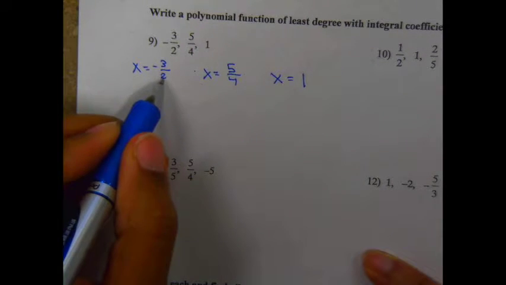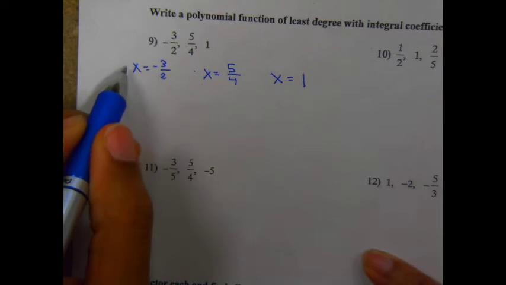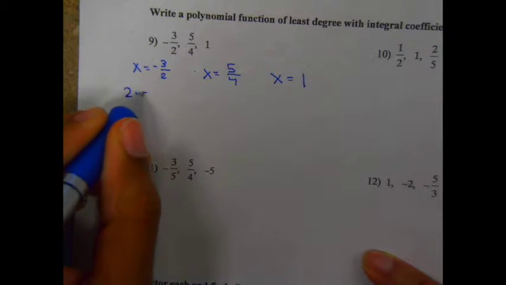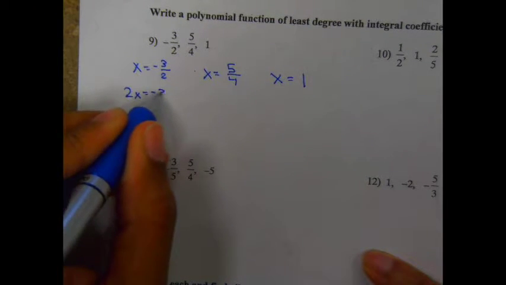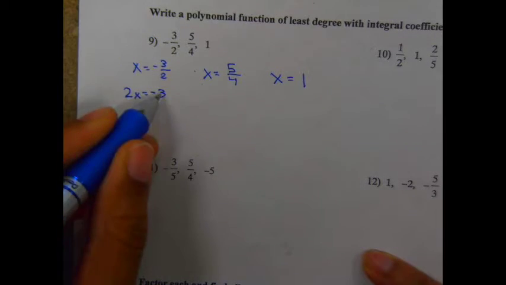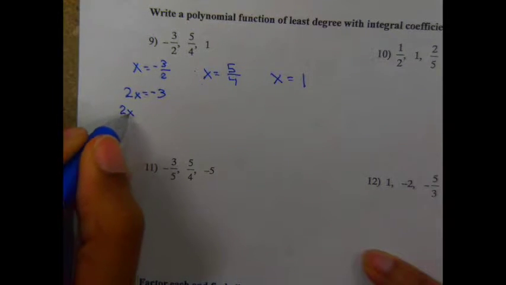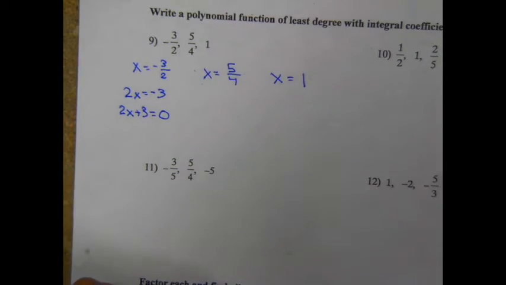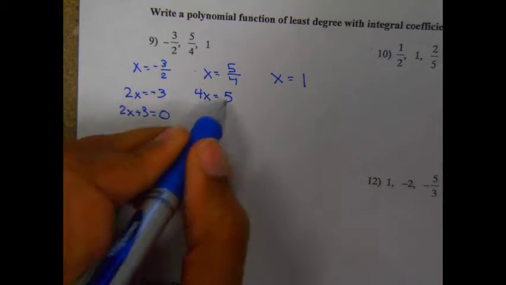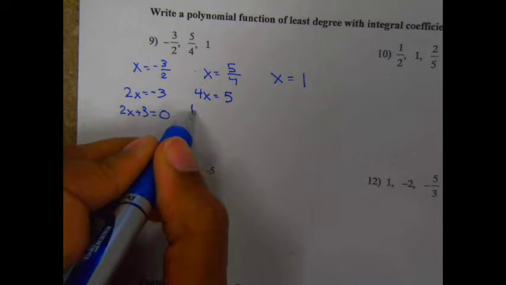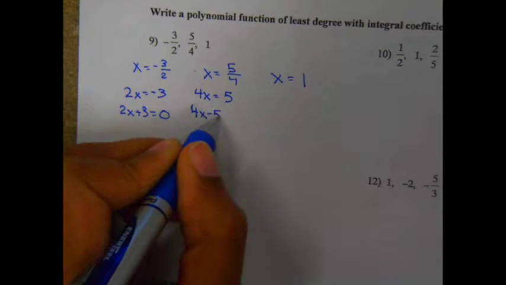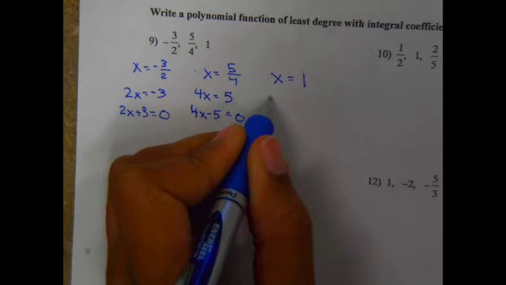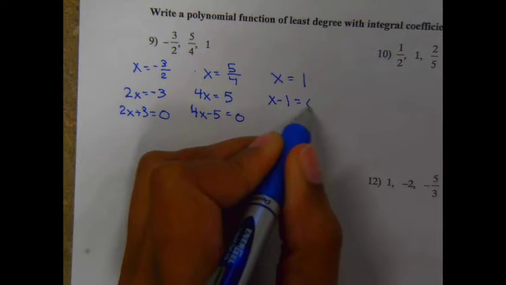So, I'm going to start here by getting rid of the fraction by multiplying both sides by 2. That will give me 2x equals negative 3. Alright, now add the 3 to the other side. I have 2x plus 3 equals 0. Let's do that same thing for this next one, multiply by 4 and subtract the 5 over: 4x minus 5 equals 0. And here we can just subtract the 1 to the other side, x minus 1 equals 0.